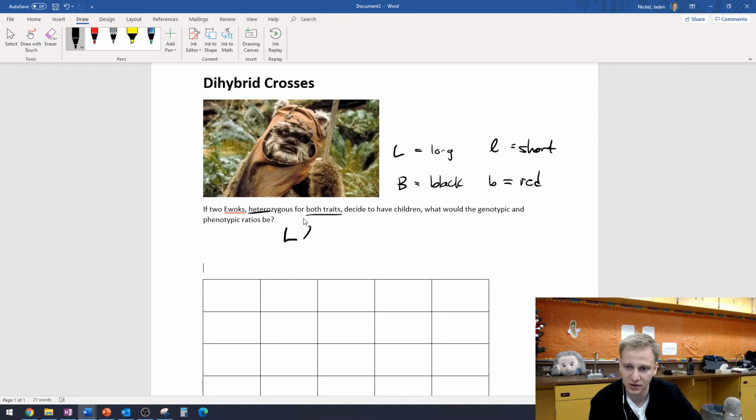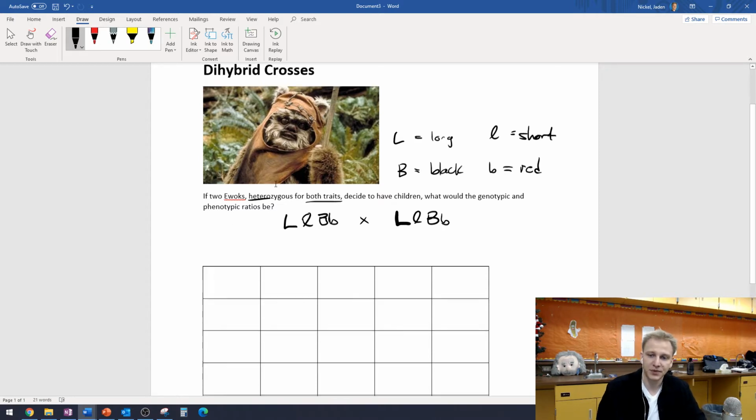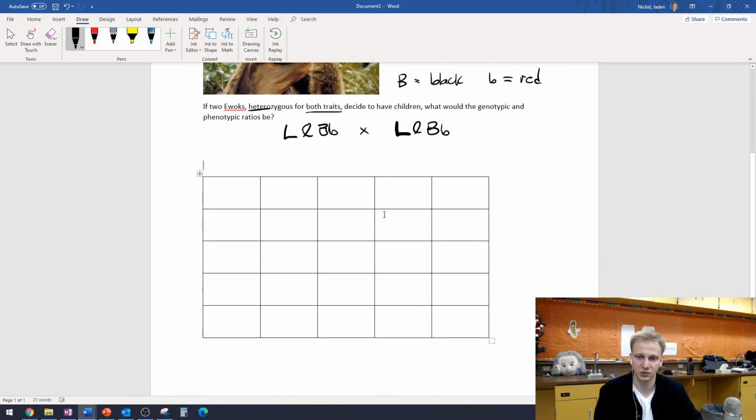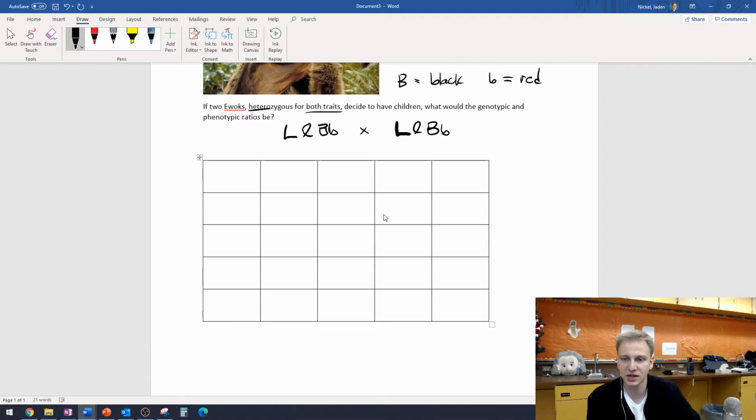So we'll have one Ewok like this, Ll Bb. That'll be one of them, and it's going to cross, or make a baby, with another Ll Bb. What we need to do in our actual table, which I'm doing in Microsoft Word today to make it a little cleaner, is think about all of the possible combinations within each of the parents. We're sort of going to FOIL it, if you think about math, where we go outside, inside, and then the last things remaining.